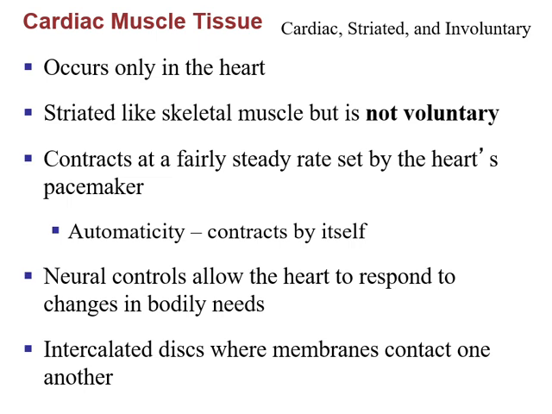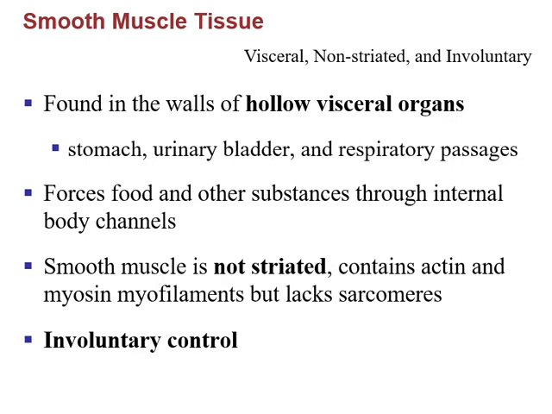Again, we also find only in cardiac muscle, when we're looking at muscle tissues, intercalated discs where two cardiac muscle cells meet. Where those membranes contact one another, these discs contain desmosomes and gap junctions for both some stretch between the cells and communication between the cells.